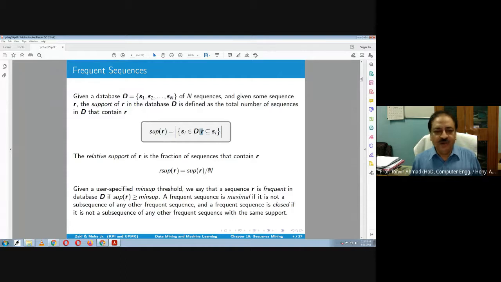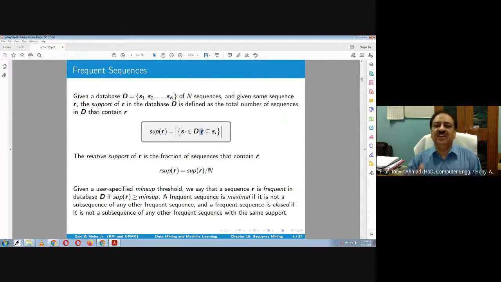Okay. Now let us come to the thing we have learned before, that is the maximal and the closed. A frequent sequence is maximal if it is not a subsequence of any other frequent sequence. Now you must be remembering the maximal frequent. A frequent sequence is maximal if it is not a subsequence of any frequent sequence, and a frequent sequence is closed if it is not a subsequence of any other frequent sequence with the same support.